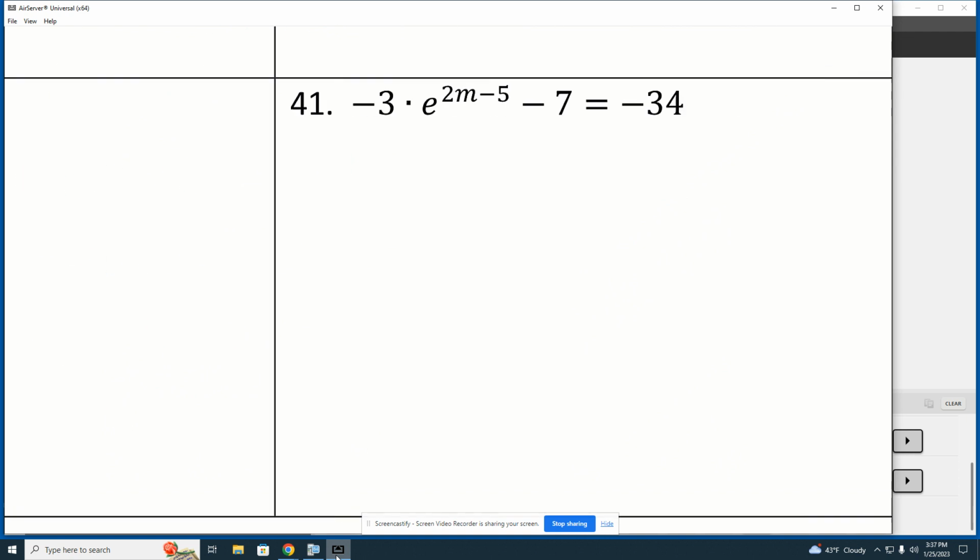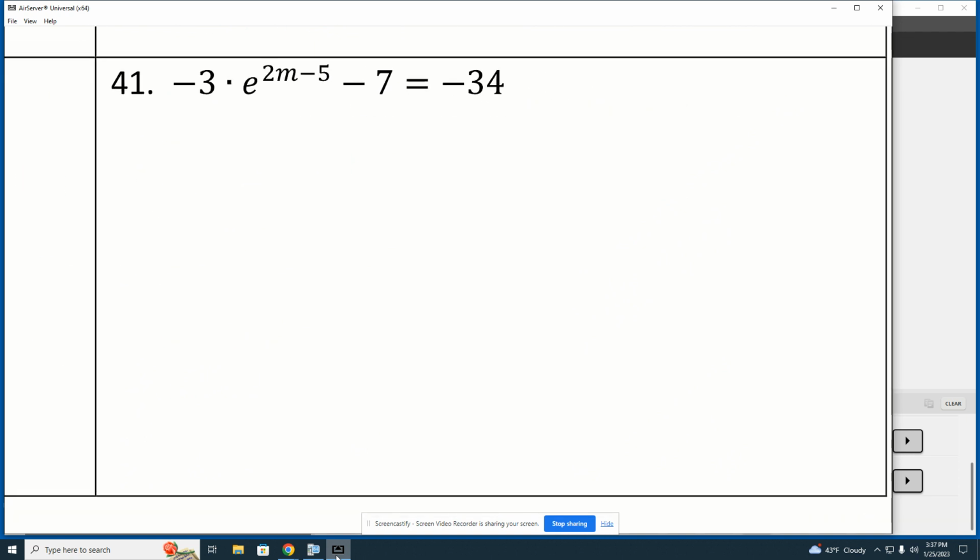All right, moving along. This one's a little tricky. It's got a lot of stuff going on. Here we've got the exponent and its base. So we need to move all this other stuff away from it. So I'm going to add 7 first. Negative 34 plus 7 is negative 27.